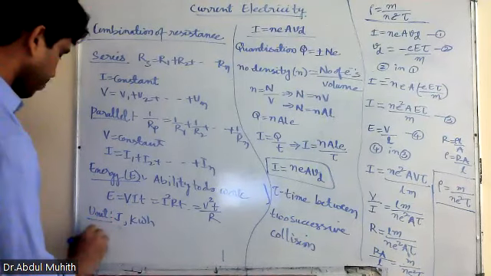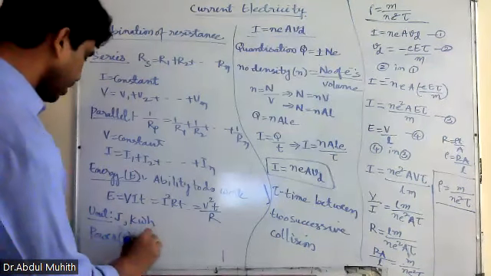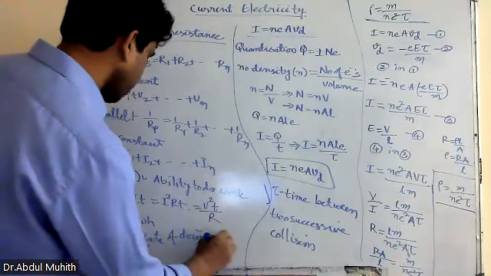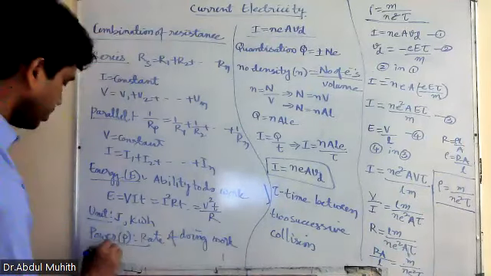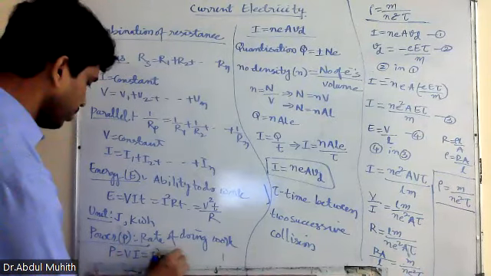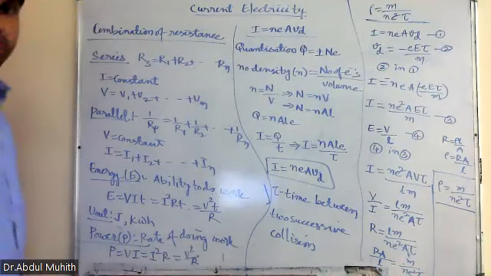So next is power. Power is the rate of doing work. Rate of doing work is said to be power. There are three formulas for power. P is equal to VI, equal to I square R, equal to V square by R. This is the formula for power.